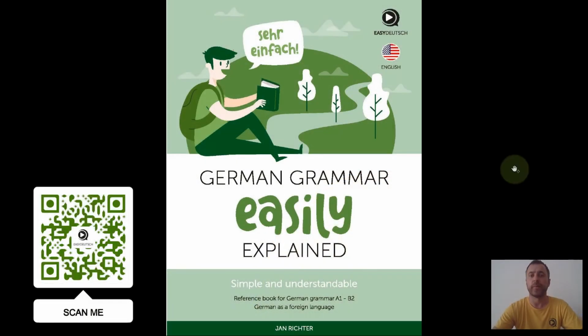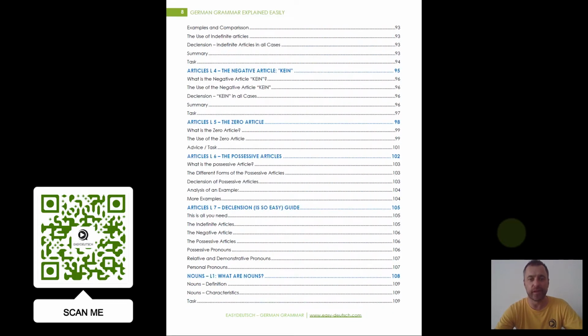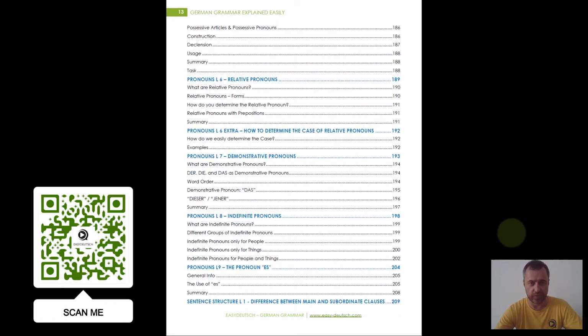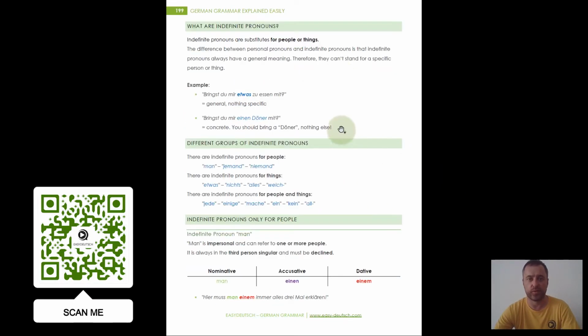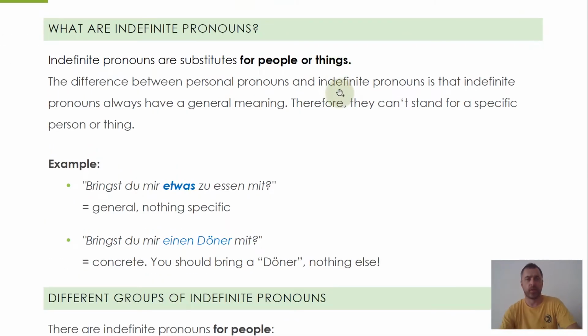So we're here now in my ebook German Grammar Explained Easily. Today's topic, German indefinite pronouns. So let's go to the indefinite pronouns and zoom in to check what indefinite pronouns are. So indefinite pronouns, like all pronouns, are substitutes. They replace people or things.